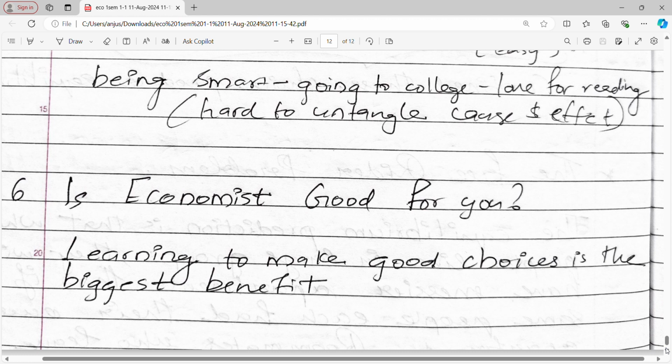The last part is: is economics good for you? It's not economist, it is economics. We can sum all these things here. It is your part to write this: the essence of economics that you have learned by this time. You can write a conclusion of the whole chapter. Learning economics helps you to make good choices, and I believe that is the biggest benefit of studying economics.